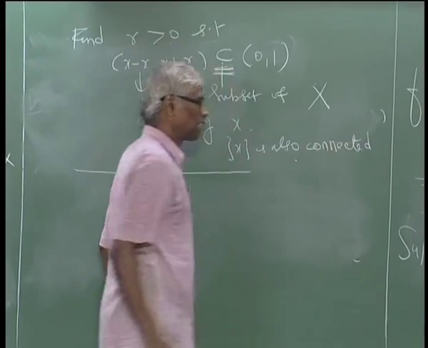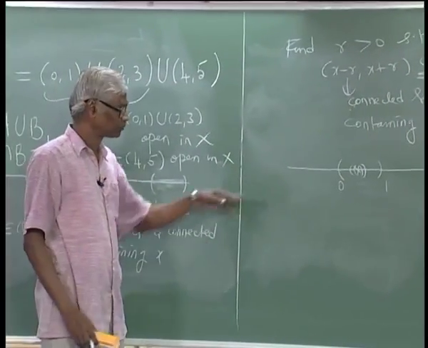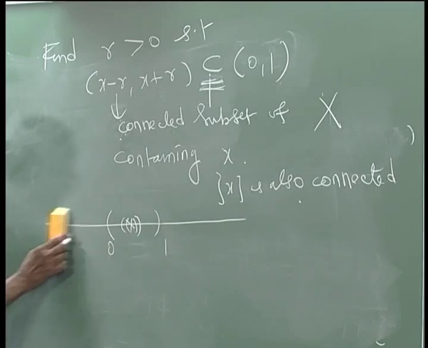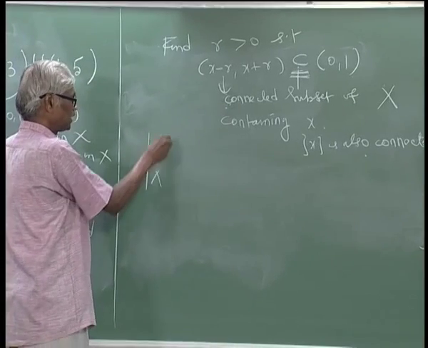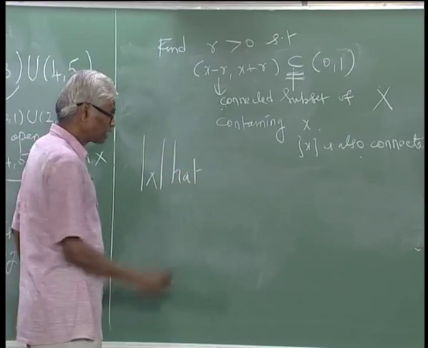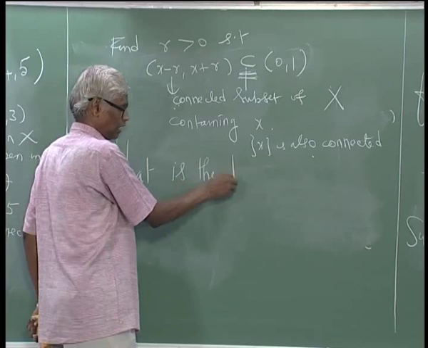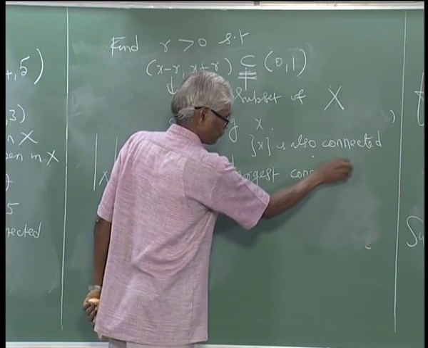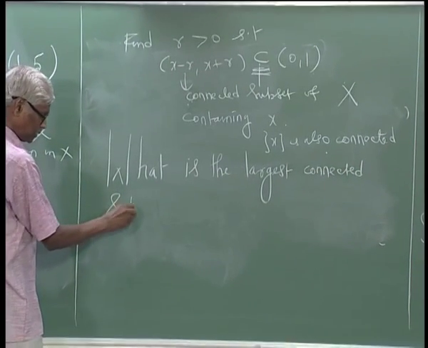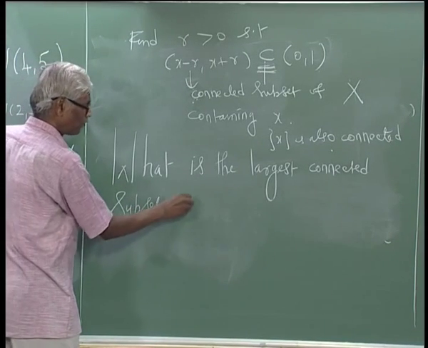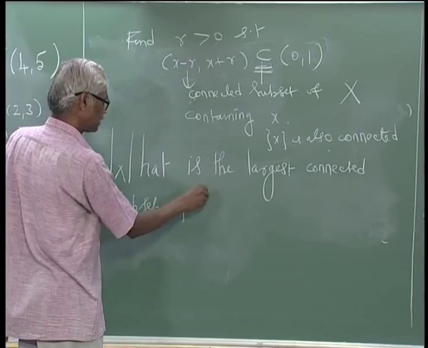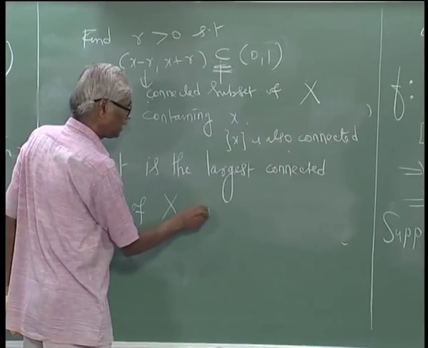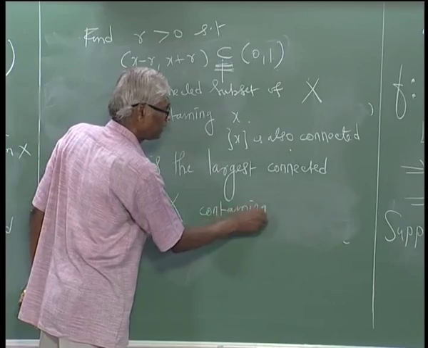So, there are many connected sets containing that particular point X. Among these, the question is: what is the largest, or say maximal, connected subset of our topological space X containing X?